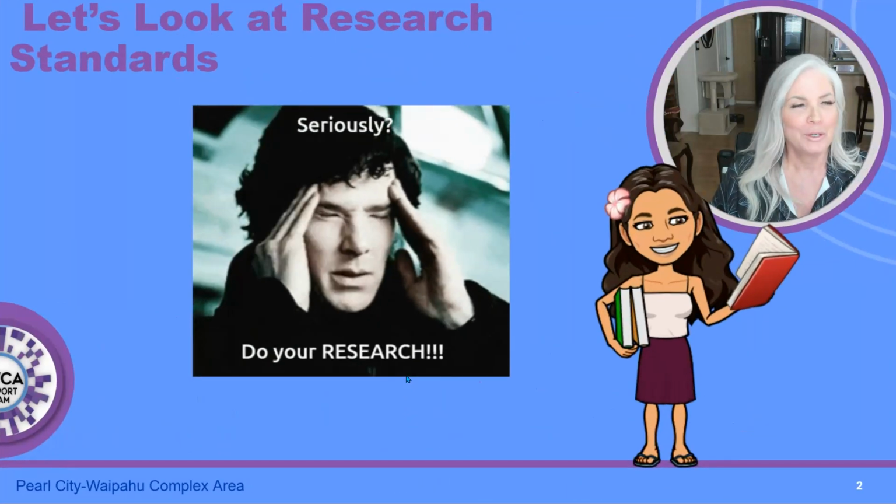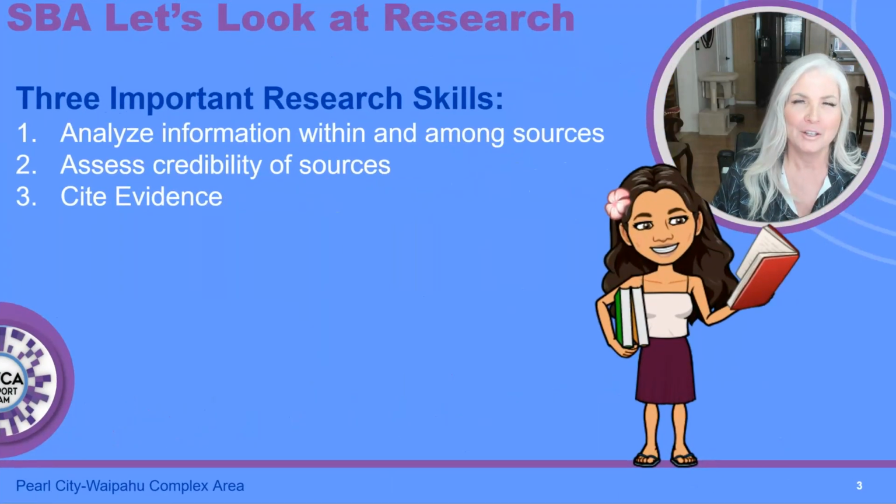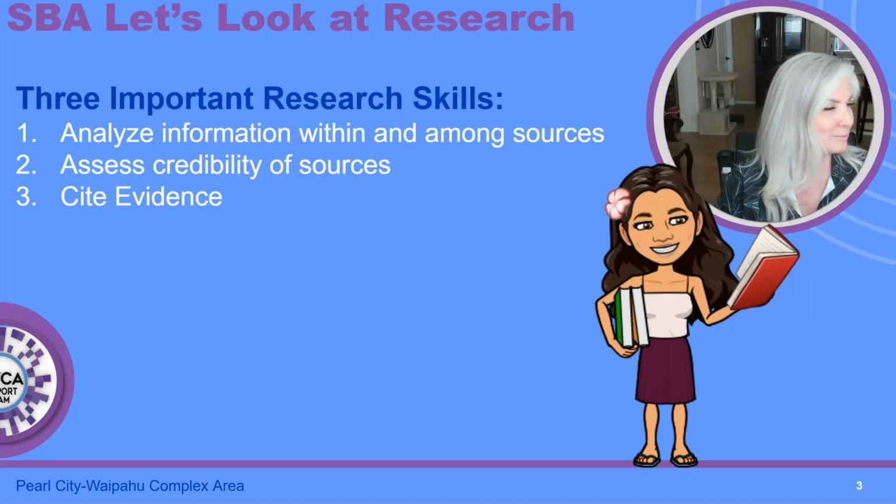So we all know that research is very, very important. And specifically, some of the skills that you have become adept at are analyzing information within and among sources. You've been able to assess credibility of sources, and you've been able to cite evidence.